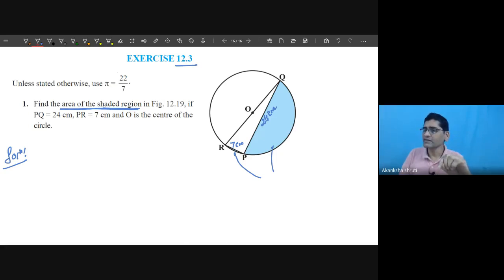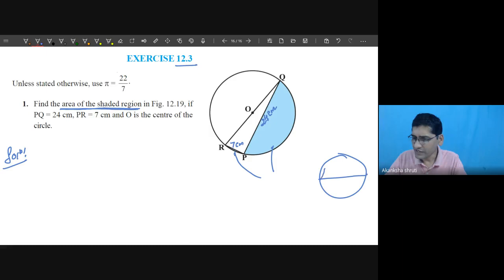Since we are knowing the identity that diameter always subtend right angle on either side of their circumference. Wherever it is there, means if this is a diameter, wherever you make, it is always 90 degree. This we have learned in class 9. So that concept we need to apply it here.